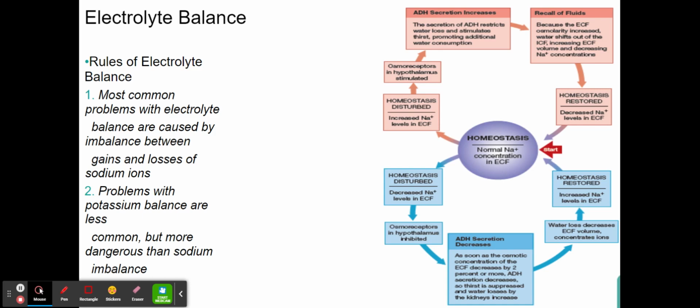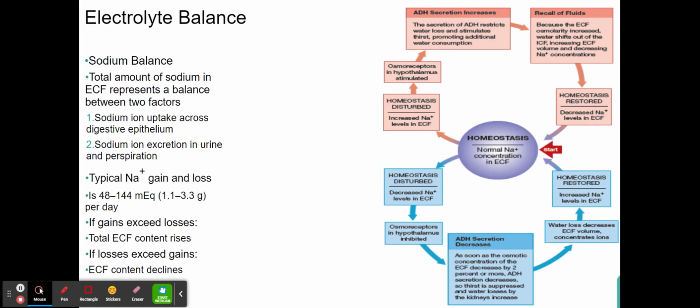The total amount of sodium in the ECF represents a balance between two factors. One is sodium ion uptake across the digestive epithelium. Sodium ions enter the ECF by crossing the digestive epithelium through diffusion and carrier-mediated transport. The rate of absorption varies directly with the amount of sodium in the diet. Two is sodium ion excretion by the kidneys and other sites. Sodium ion losses take place primarily by excretion in the urine and through perspiration. The kidneys are the most important sites of sodium regulation. A person in sodium balance typically gains and loses about 48 to 140 milliequivalents of sodium each day.